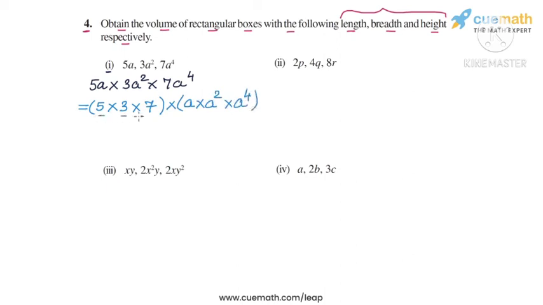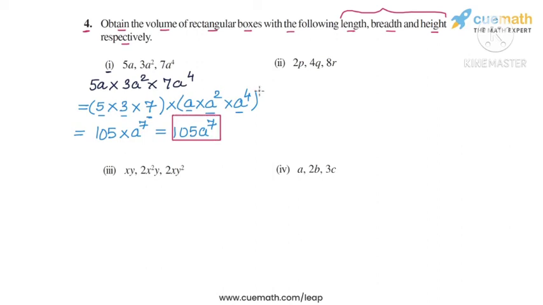So 5 into 3 into 7, what is this product? So this is 15 into 7 or 105, and then we have a into a square into a to the power 4. So in total this is 7 repetitions of a. So we get 105 into a to the power 7 or 105 a to the power 7. So this is the volume, the expression for the volume for the first part.